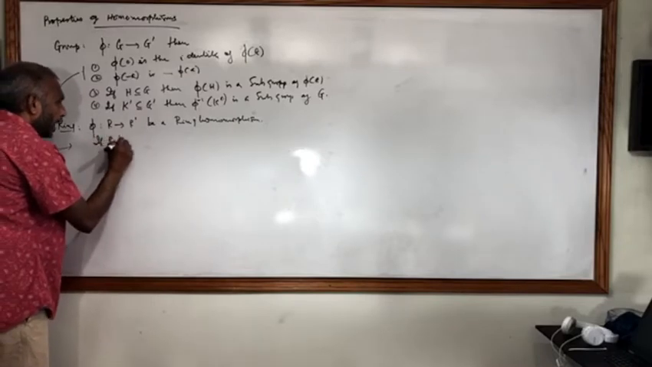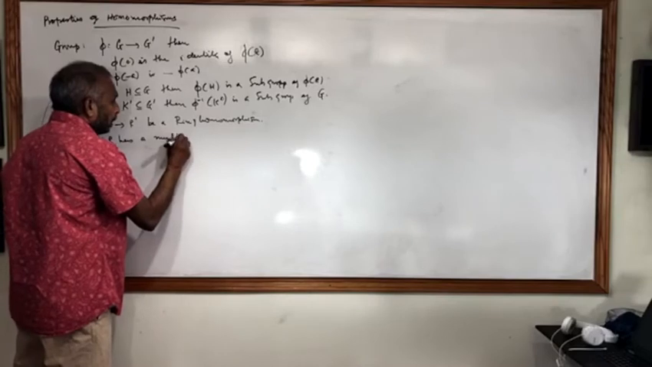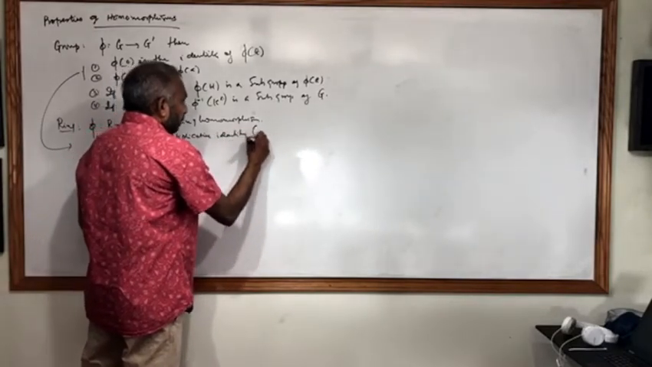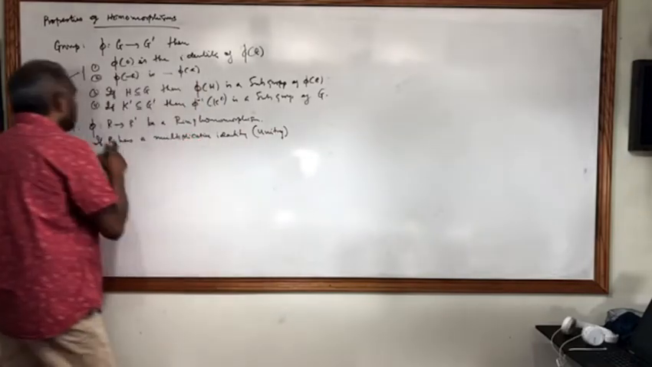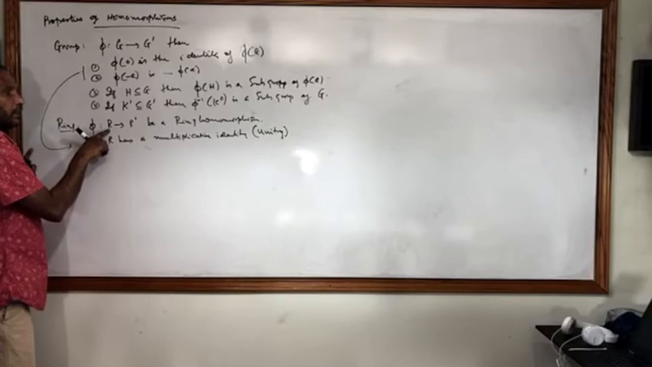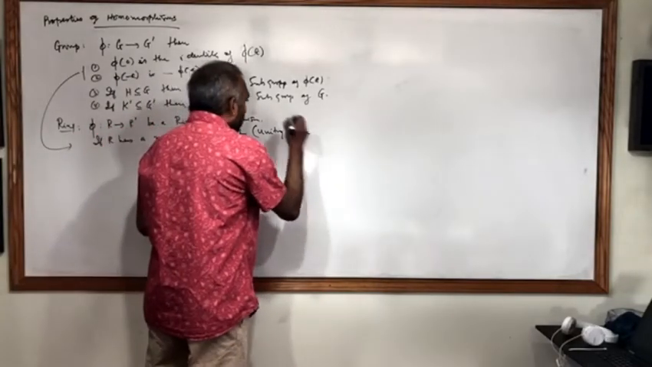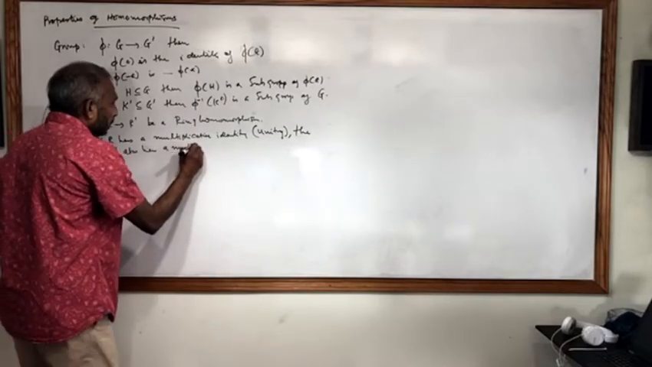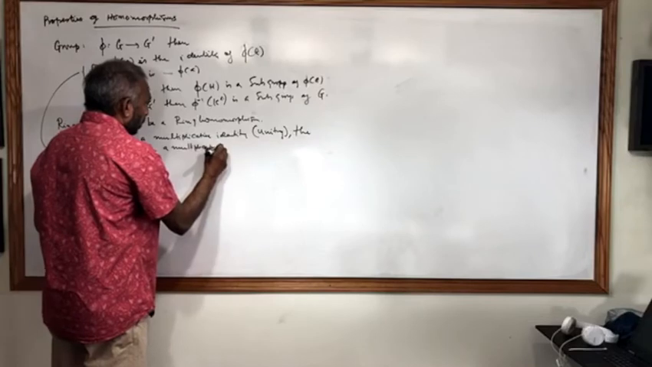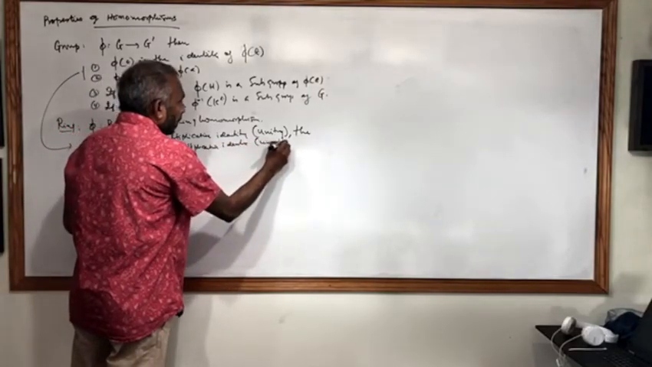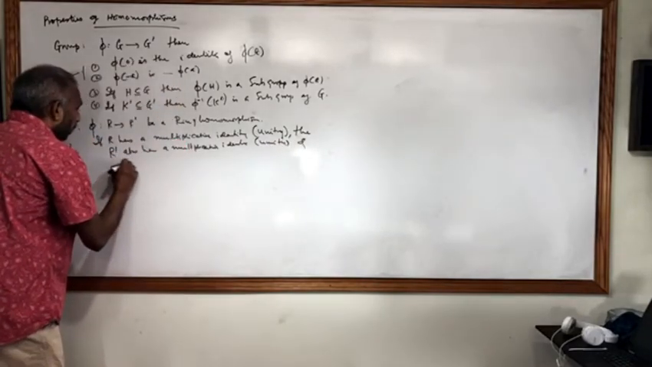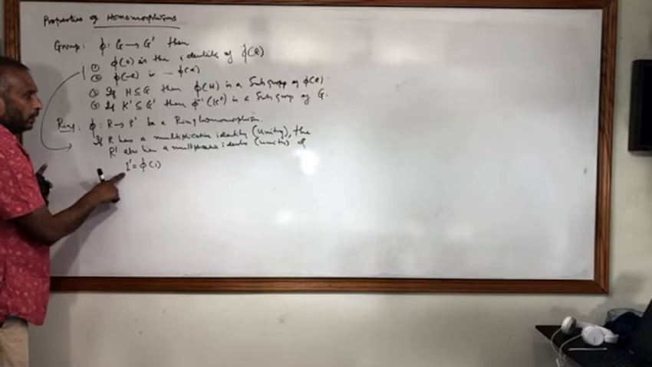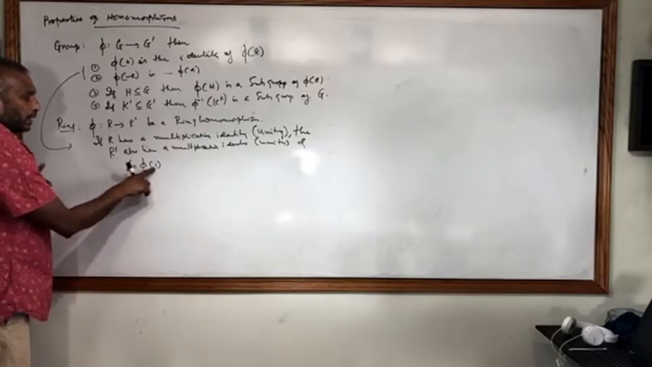So if R has a multiplicative identity, that means unity, R is a ring with a unity, then R prime also has a multiplicative identity, that is unity, and 1 prime is equal to phi of 1. 1 prime is the multiplicative identity of R prime, and 1 is the multiplicative identity of R.